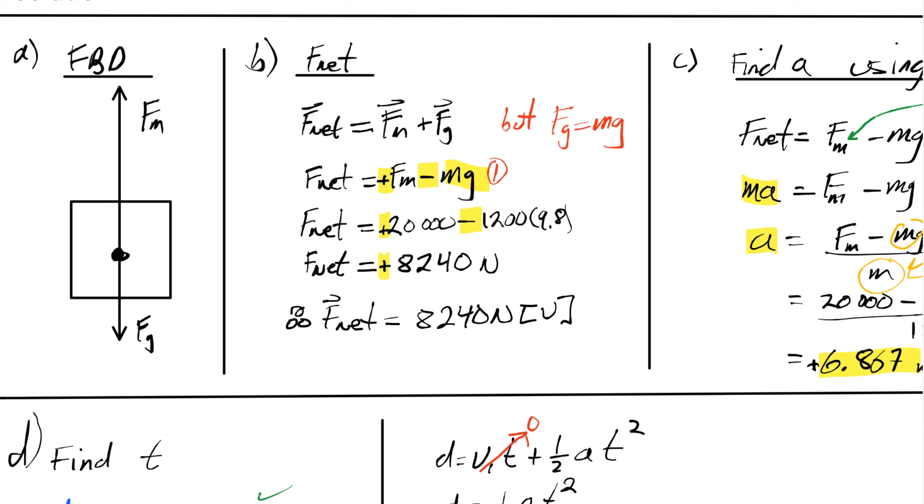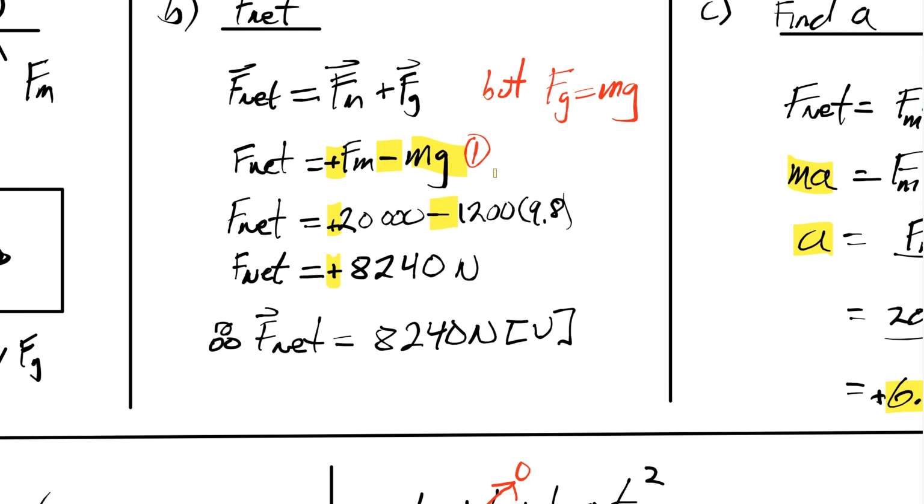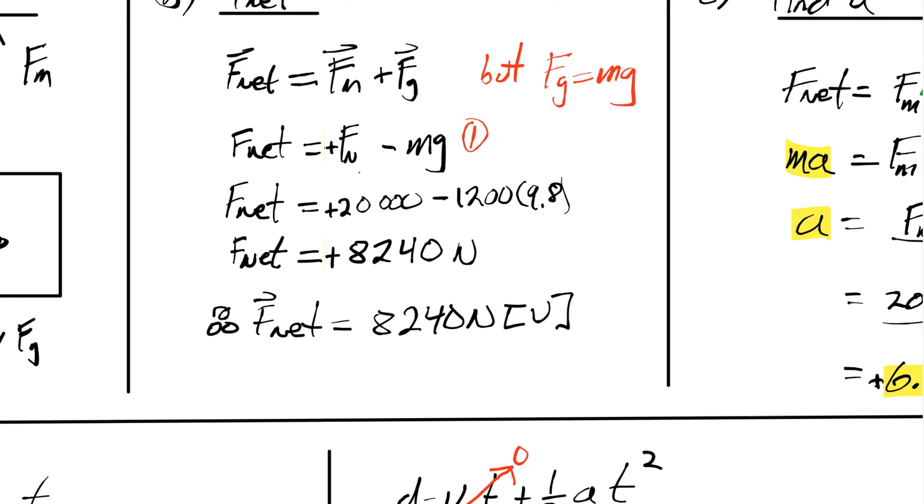So part B, let's find F net. So F net is equal to the sum of the force from the missile and its weight. And of course, dropping the vector notation, we get F net is equal to positive FM minus mg. Mg being the force of gravity, and negative because it is going down. So substituting our values in, and let's fix this. That is not N, that is M for the missile. Positive 20,000 minus 1,200 times 9.8. And that gives us a net force of positive 8,240.